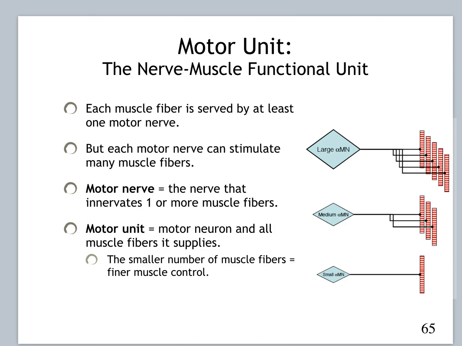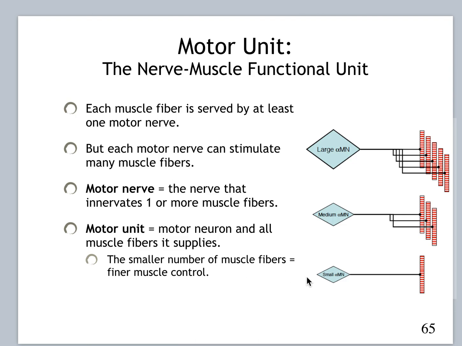Let's look at some different terms of what a motor unit is. Each muscle fiber has at least one motor nerve that contracts to cause that muscle fiber to contract. But each motor nerve can stimulate more than one muscle fiber. So one motor nerve can stimulate multiple muscle fibers. A motor unit is the motor neuron and all the muscle fibers it supplies.